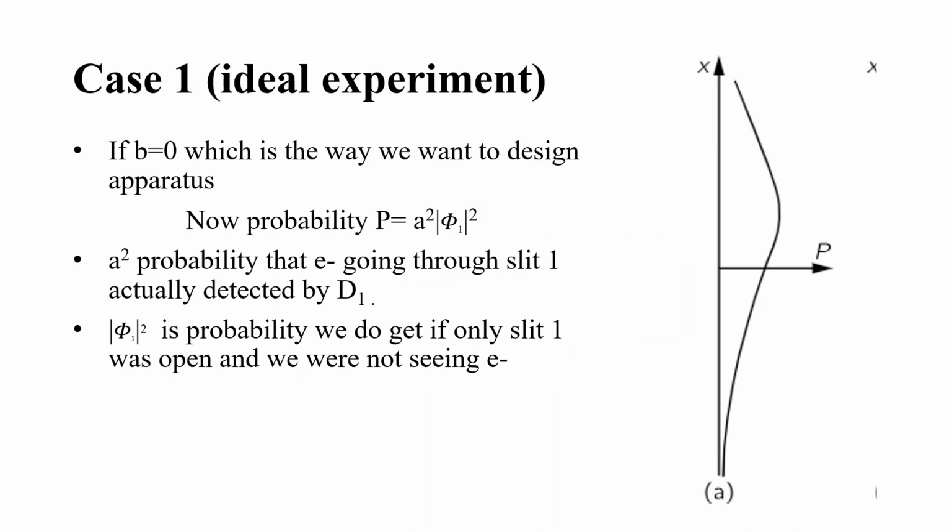So case one is the ideal experiment. Let's say B is 0, which is the way we want to design the apparatus. Now the probability P is just A square and phi 1 absolute square. So A square is the probability that the electron going through slit 1 is actually detected by D1, and phi 1 square is the probability we do get if only slit 1 was open and we were not seeing the electron.